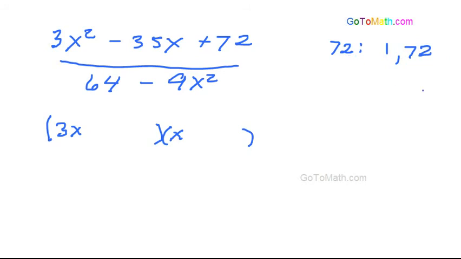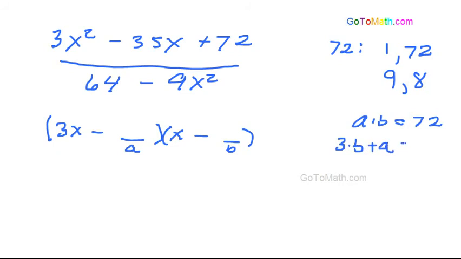What else we got? We know that 9, I think, goes into 72, right? 8 times 9 is 72. This thing could be broken down into a bunch of different things. Let's hope it's 9 and 8. I don't know. Now we know this is a plus and this is a minus, therefore this is going to have to be a minus and a minus. Remember, we're calling this A and this B. So we got A times B is equal to 72, and then 3 times B plus A is going to be equal to negative 35.